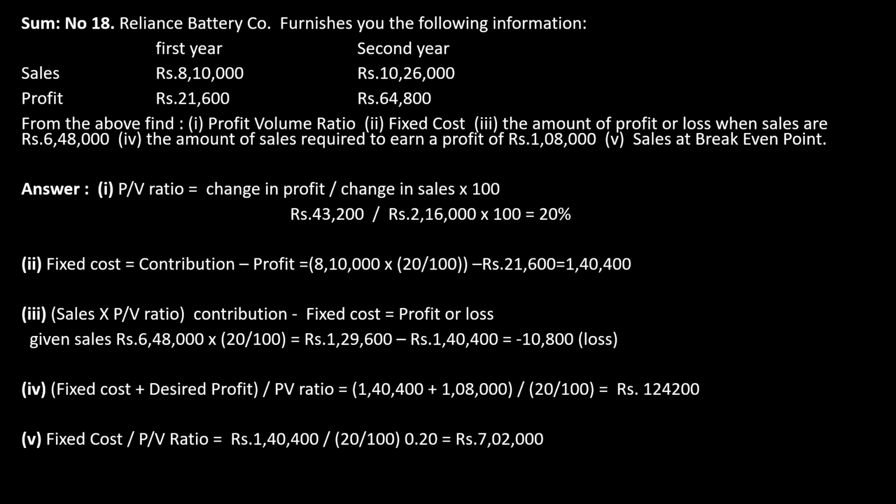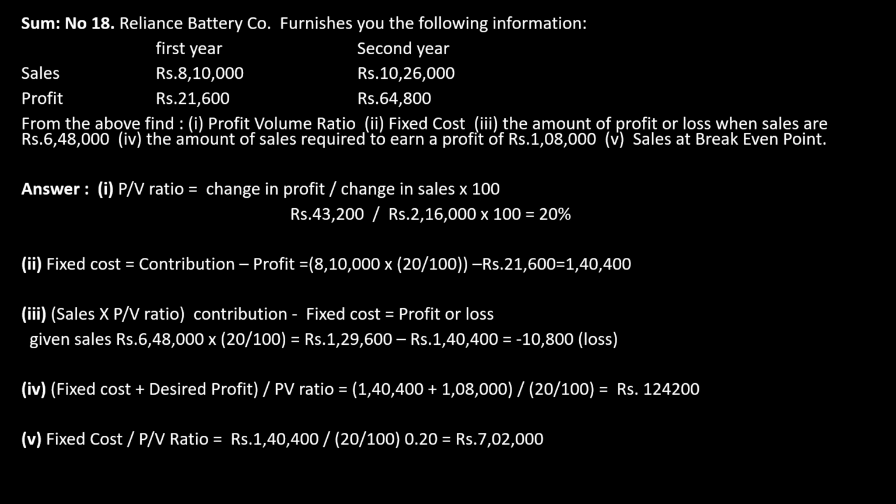That is question number 18. I'll read the question for you. Reliance Industries, a Reliance Battery Company, furnishes you the following information. Again, they are giving you first year sales, second year sales, first year profit, second year profit. Here they ask you to find 5 questions. As we did earlier, same logic. Whenever you are given 2 years profit, you start only with the PV ratio, as I told you earlier. So PV ratio will be change in profit by change in sales into 100. You know how to do.